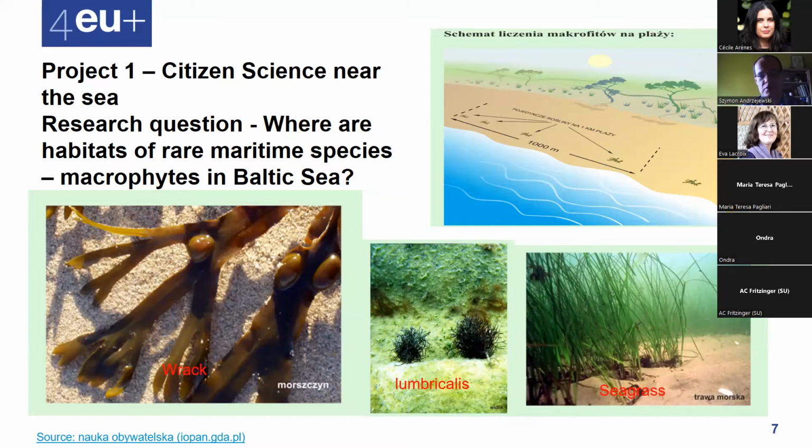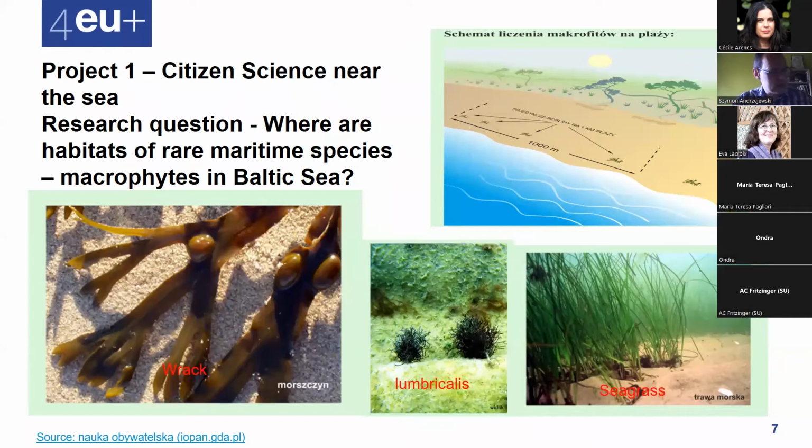So examples of these rare species can be seen in these photos. For example, this is wrack, this is lumbricalis, this is seagrass. This is typically the rare species that we can't easily see. They are rare, and definitely they need our support and protection.